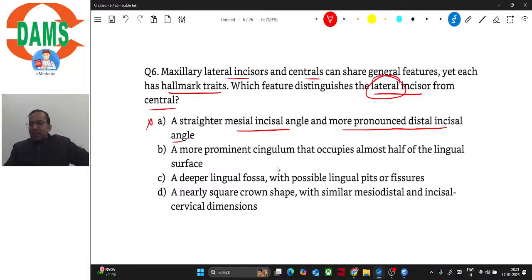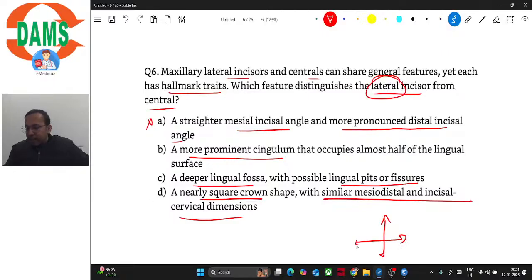A more prominent cingulum that occupies almost half of the lingual surface. More prominent cingulum, right? Option C says a deeper lingual fossa with possible lingual pits or fissures. Option D says a nearly square crown with similar mesodistal and cervico-incisal dimension. So mesiodistal and cervico-incisal dimension are same. That is what option D says. But we know that it is wrong. Mesiodistal dimensions are lesser as compared to the cervico-incisal dimension. So we know that option D is incorrect.